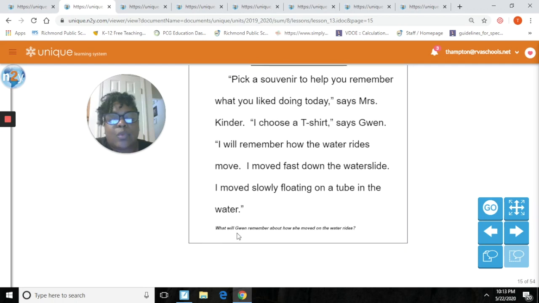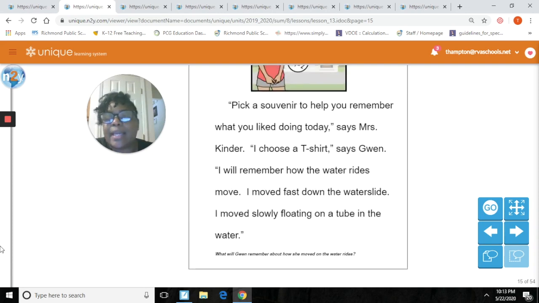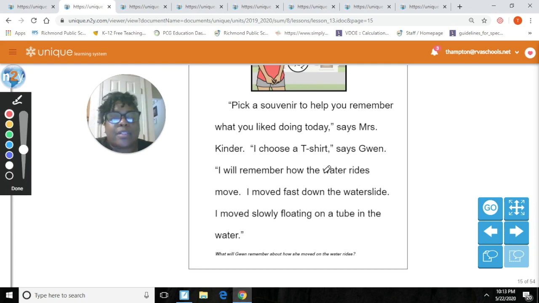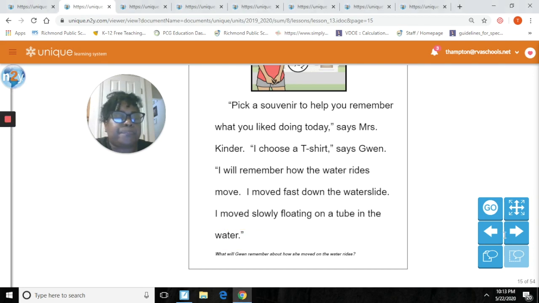And it says here, what will Gwen remember about how she moved on the water rides? What will she remember? What did she say? Here's the section that talks about the water rides. And she says, I will remember I moved fast down the water slide. I moved slowly floating on a tube in the water. Okay? If you said that, you were correct.